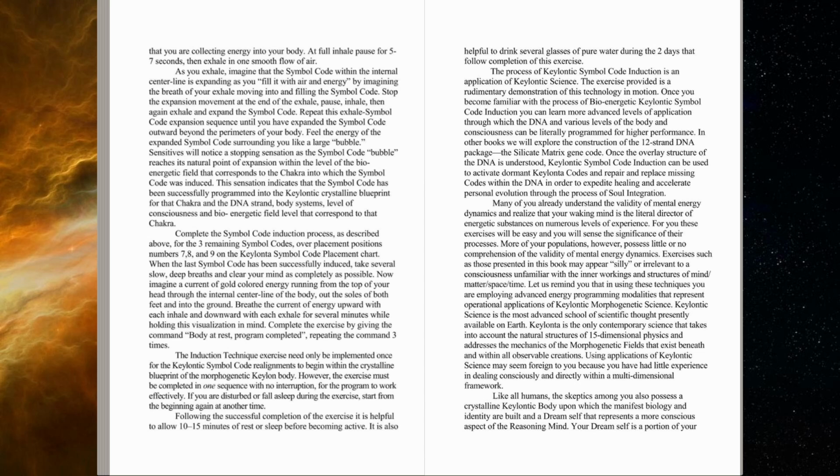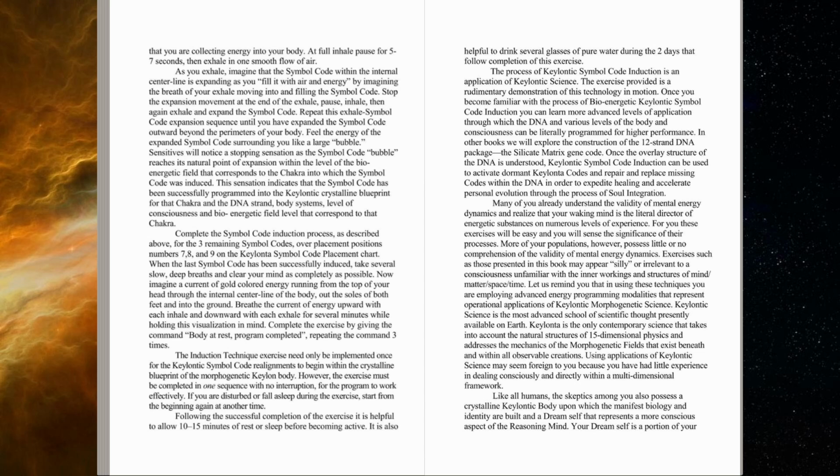Stop the expansion movement at the end of the exhale. Pause, inhale, then again exhale and expand the symbol code. Repeat this exhale symbol code expansion sequence until you have expanded the symbol code outward beyond the perimeters of your body. Feel the energy of the expanded symbol code surrounding you like a large bubble.